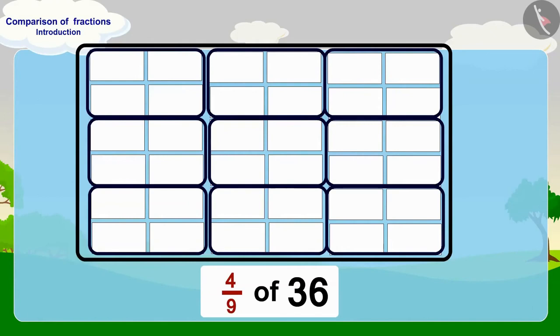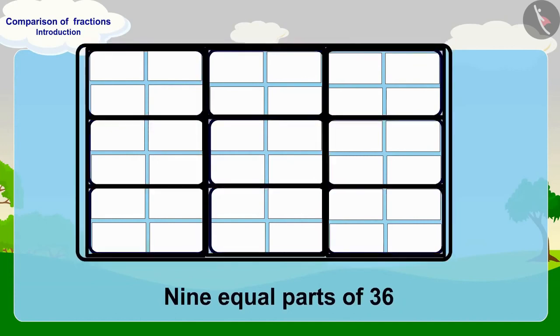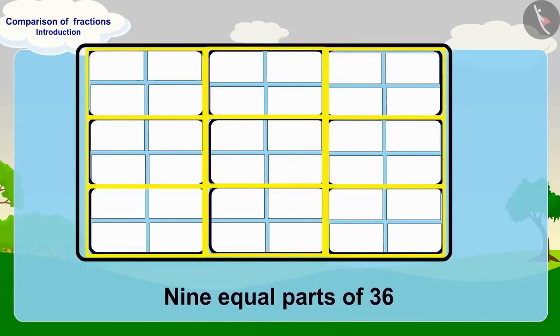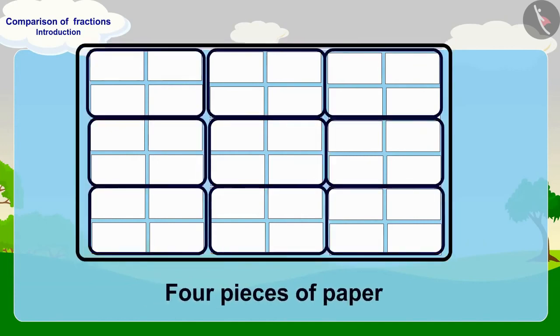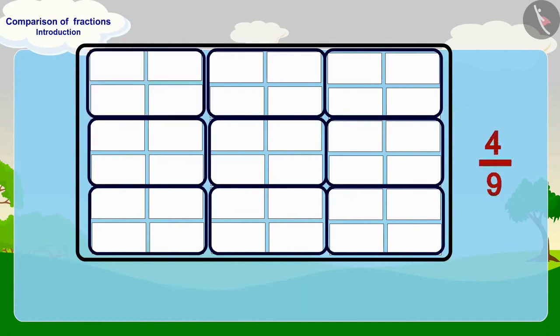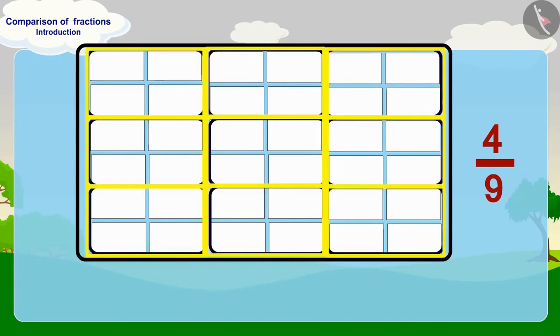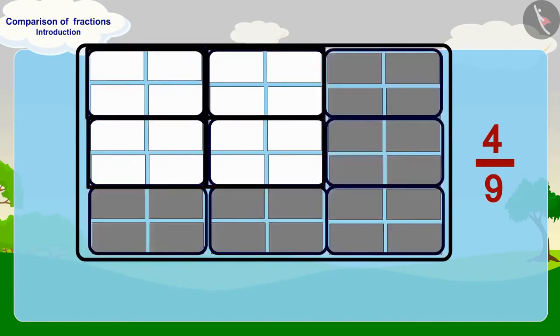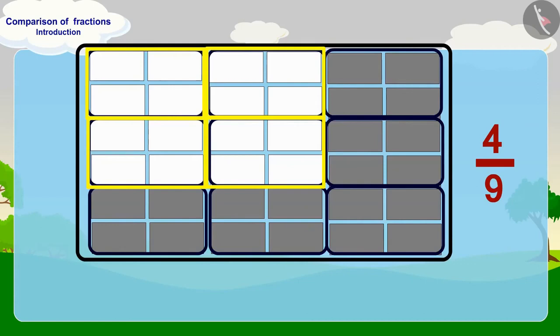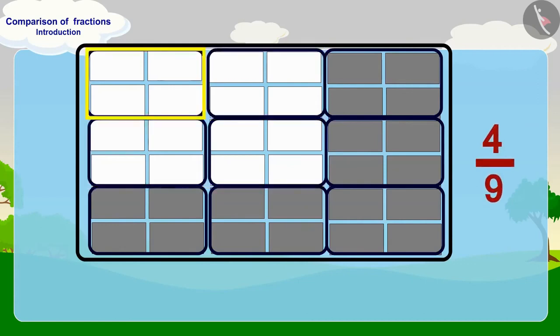Bhola has written his name on 4/9 parts of 36. For 4/9 of 36, we will divide 36 into 9 equal parts. In this way, each part will have 4 pieces of paper. And in 4/9, we are taking 4 of these 9 equal parts. There are 4 pieces of paper in one part of this fraction.